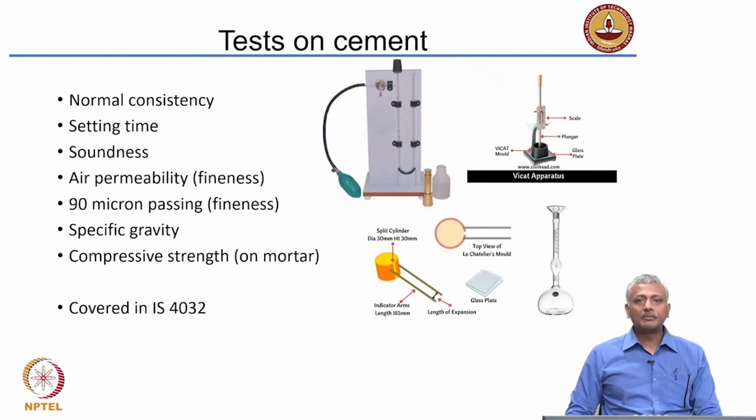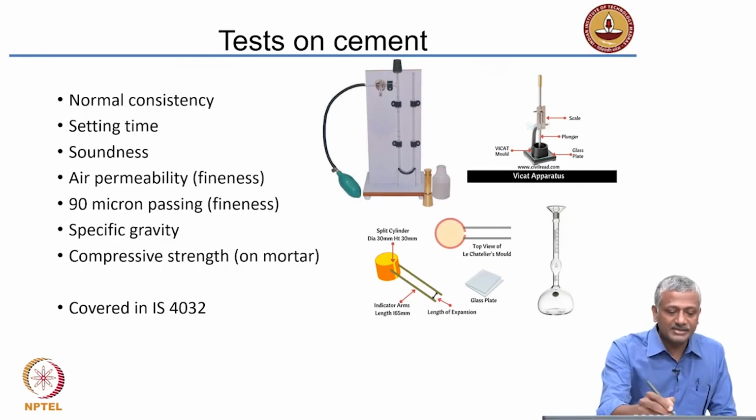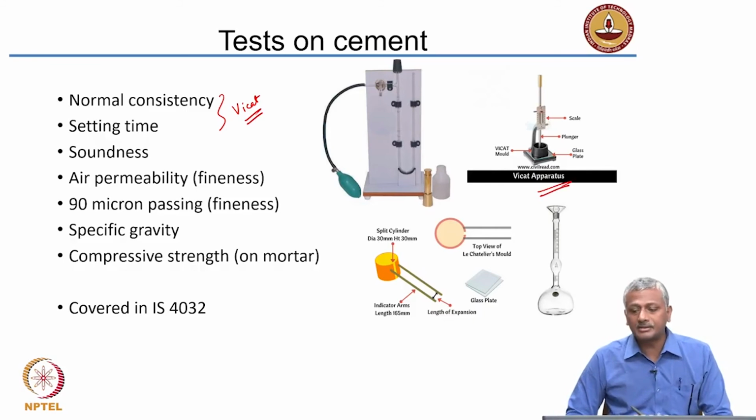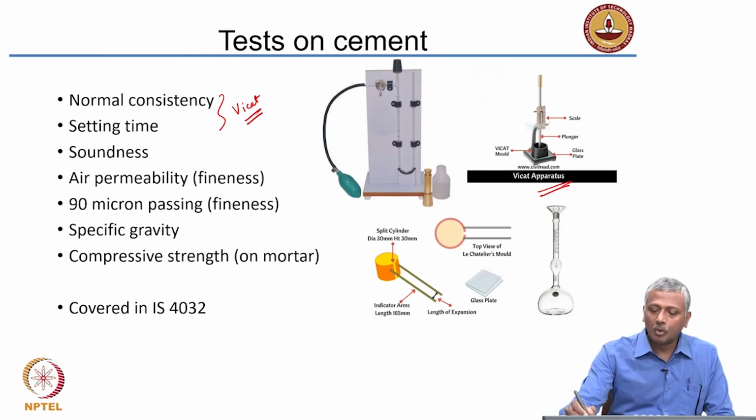I was talking previously about tests on cement. I am just showing you the same here. The normal consistency and the setting time are done with the Vicat apparatus, which is shown here. The Vicat apparatus is shown on the right side of the picture. So you have a mold into which you mix your cement paste and put it inside.